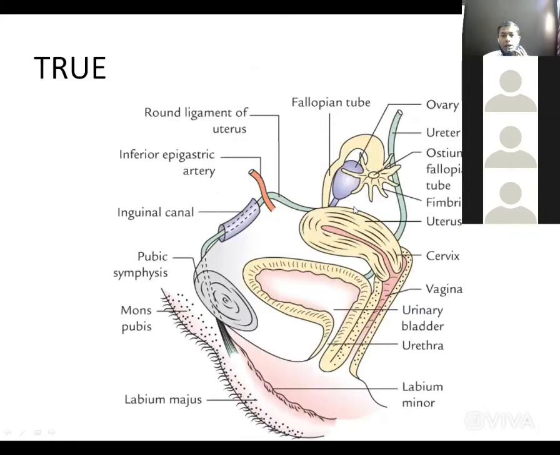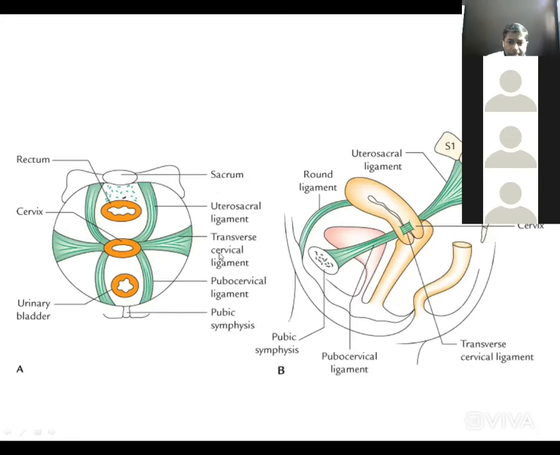Okay, now coming to the next three. Here in this diagram where I am moving the cursor, this is the transverse section of the pelvis. This is the uterus and cervix. Have the orientation of this diagram: posterior-most is the rectum and anterior-most is the urinary bladder. So this is the posterior aspect and this is the anterior aspect. This is the sacrum bone and this is the pubic bone.